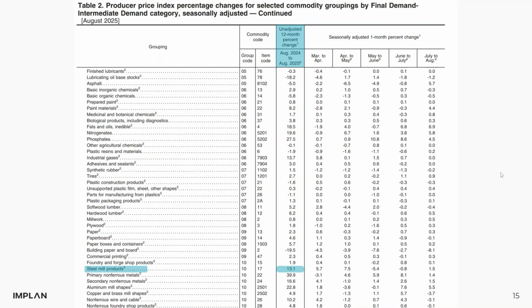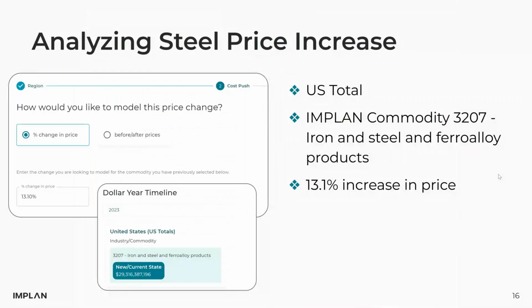Very simply through one of the IMPLAN guides. Each of these guides walks you through step by step on how to analyze your project by asking you specific questions. In this case, we're going to look at the US total, and we're going to look at a percent change in price of 13.1%. And that's going to be an IMPLAN commodity 3207, iron and steel and ferroalloy products. So what that looks like is about $29 billion, as IMPLAN shows us right here.